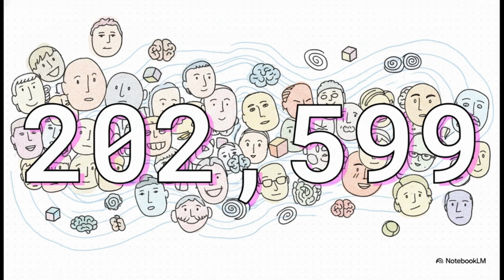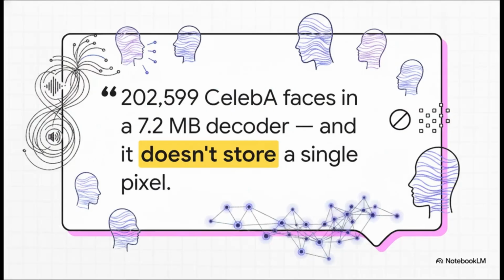I want you to hold this massive number in your head for just a second. 202,599. That is the number of high-definition celebrity faces we are talking about today from the famous CelebA dataset. Normally, storing or even just learning the features of this many faces requires massive neural networks, gigabytes of data, and some serious computational power. But SplatWorld does something almost unbelievable. Here is a mind-bending claim straight from the project's creator: they managed to cram an entire population's worth of faces into a single file smaller than an MP3, just 7.2 megabytes. That is the whole shebang.